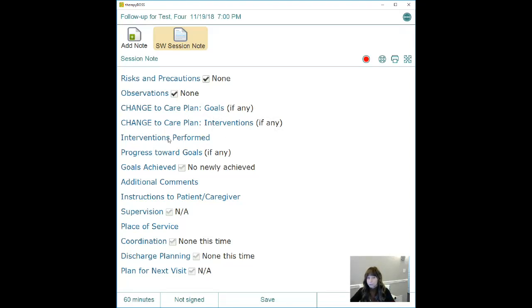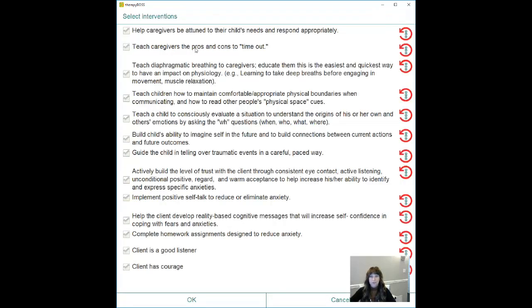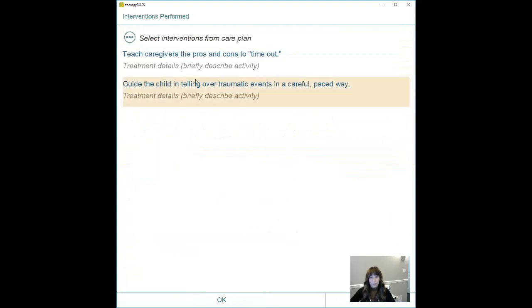The interventions performed, however, do have to be utilized. Let's click on interventions performed and notice that you are selecting interventions that you've originally done from your care plan. You're going to select what did you work on in this specific session. Did we teach caregivers the pros and cons of timeout? Did we guide the child in telling over traumatic events in a careful, paced way? Let's say we did both of those things. We're going to click OK.